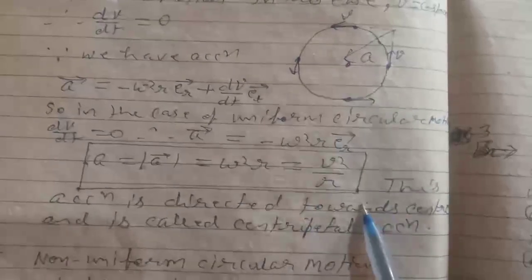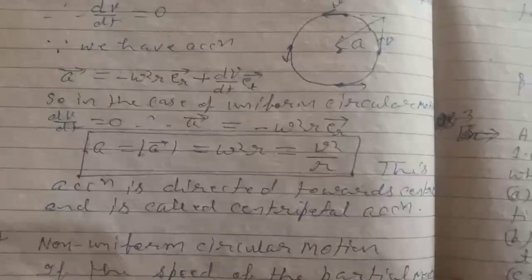v square by r. This acceleration is directed toward the center and is called centripetal acceleration.